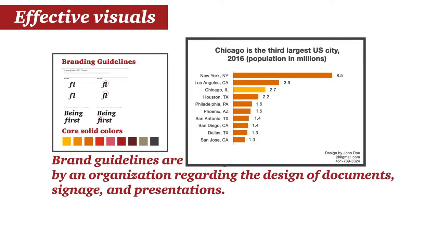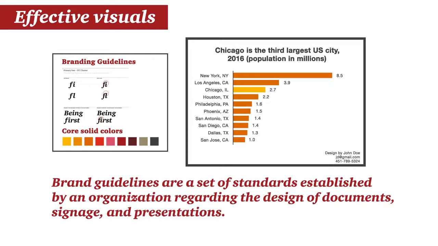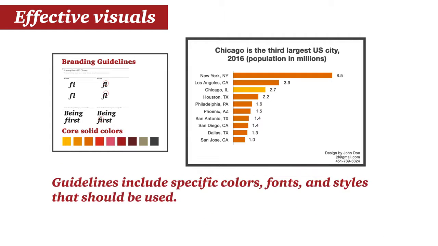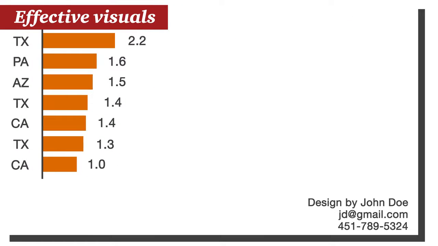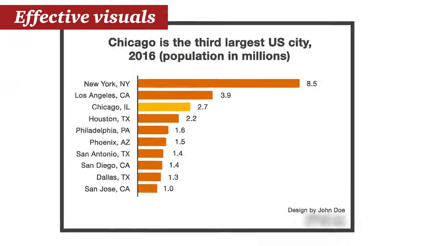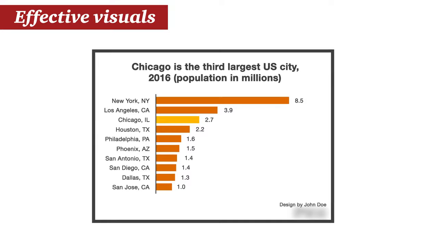If you aren't familiar, brand guidelines are a set of standards established by an organization regarding the design of documents, signage, and presentations. These guidelines include specific colors, fonts, and styles that should be used. And double-check that you are not disclosing sensitive or confidential information. If your aid has confidential information, it is standard industry practice to blur it out with a filter. It's better to blur than to cover with a black box because blurred information doesn't draw attention away from the important part of the visual.